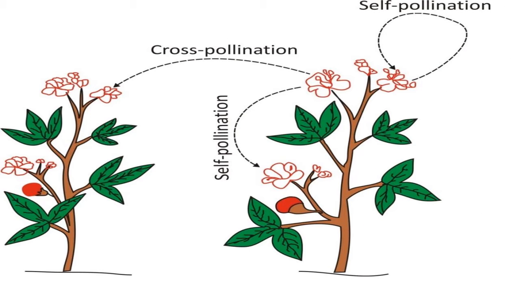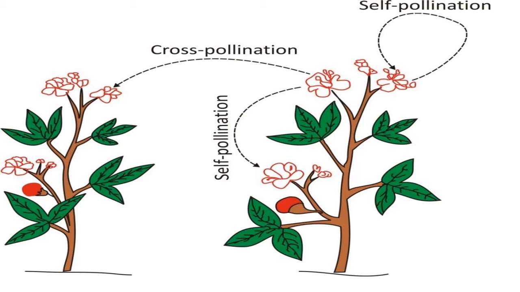Now through this picture, it will be more clear to you. We can see self-pollination and we can see cross-pollination also. In the first type of self-pollination, the pollen grains of the anther are transferred to the stigma of the same flower. So this is one type of self-pollination.